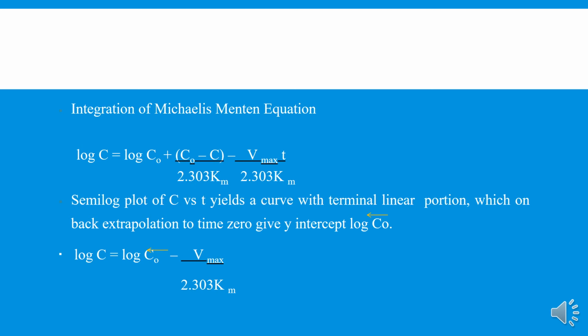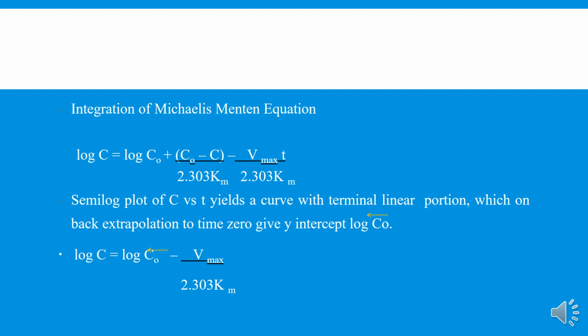So when we plot the log C versus time, we get a curve with a terminal linear portion having a slope of Vmax divided by 2.3 in this part. And when we back extrapolate to time 0, we get a y-intercept, which we call log C0 back. So the equation becomes log C is equal to log C0 back minus Vmax divided by 2.303 into Km.